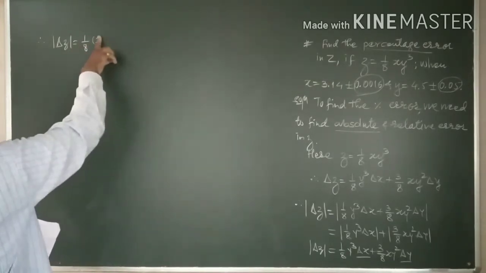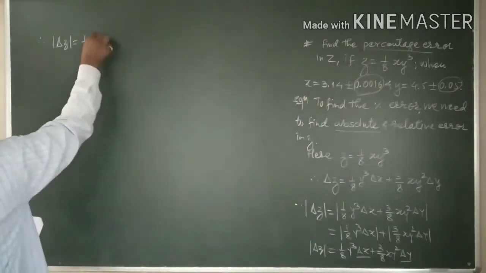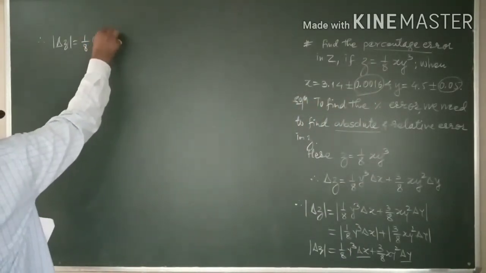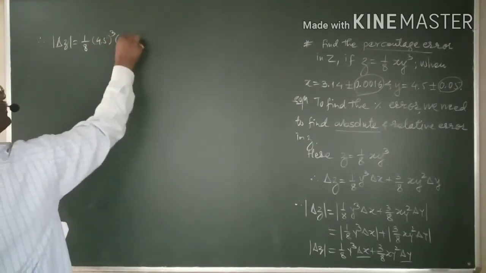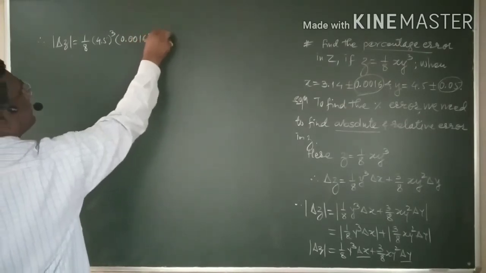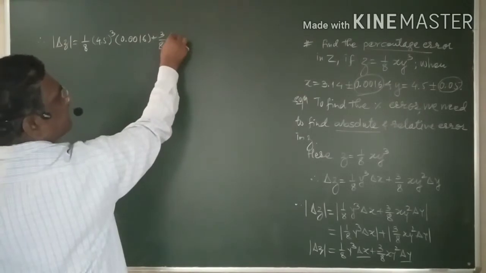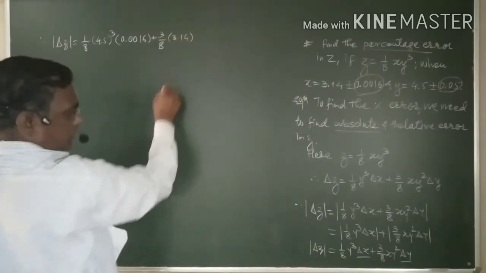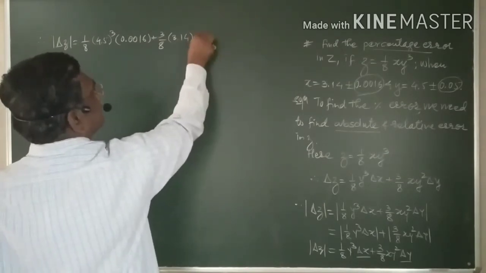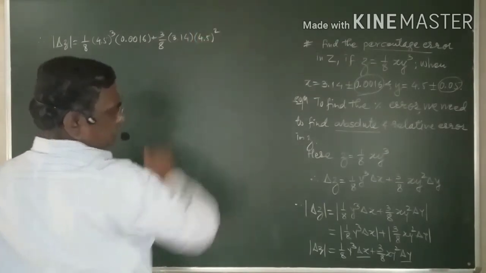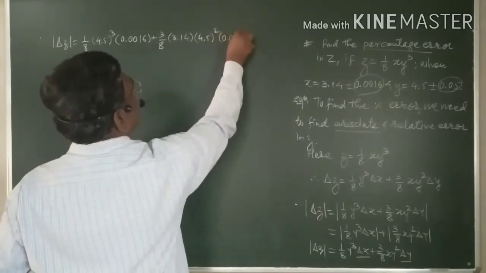Not x. What do I need here? Y, because y cube. Therefore, 4.5 cube. Then del x. Del x is nothing but 0.0016 plus 3 over 8. Then x. X is nothing but 3.14 into y square. Y is 4.5, yes, 4.5 square, del y. Del y is nothing but 0.05.